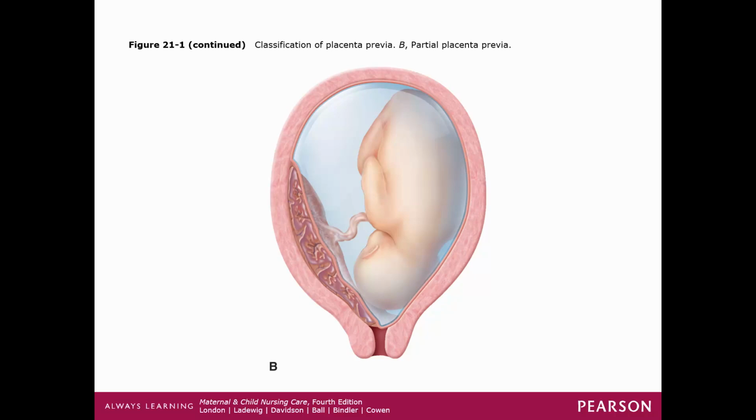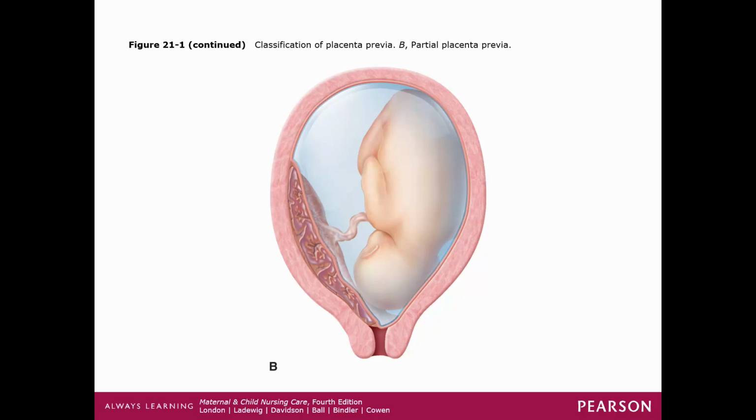Here is the partial previa, where the placenta is partially covering the cervical opening. Now, this is just an animated picture. This looks a lot to me like a marginal previa, where the borders of each are touching.